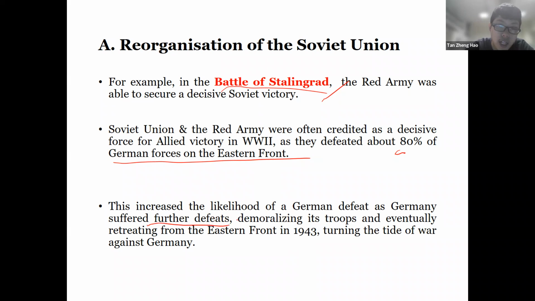Because with defeat, you lead to more defeat. With more defeat, your troops may be demoralized. Eventually, you will retreat from the Eastern Front. Eventually, you retreat all the way back to Germany and be defeated there. Okay, so again, step by step, how does one thing lead to another thing? When you explain your factor.